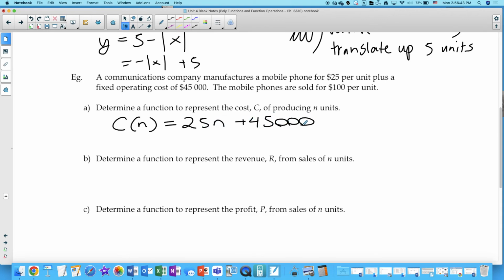Okay, what about the revenue? How much revenue are they getting from these phones? 75. Not quite. Revenue is the total amount of money that you take in. Yeah. R of n is 100n. That's the amount of money that they're going to take in from customers. Okay, so now let's talk about the profit. If you have cost and revenue, how do you get profit from your cost and your revenue?